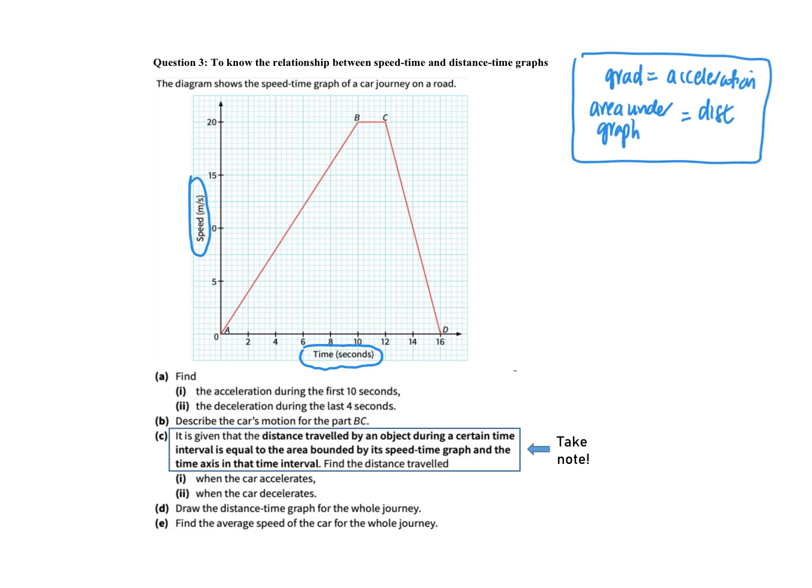So first thing first, it says, can you find the acceleration during the first 10 seconds? So that means they are asking you for the gradient of this line for the first 10 seconds. So in order to do that, just find gradient. So gradient of the line AB is rise over run. Okay? So since this is meter per second, you divide by second, it is meter per second square. So acceleration unit is meter per second square.